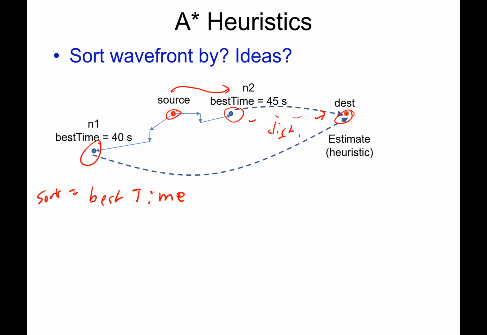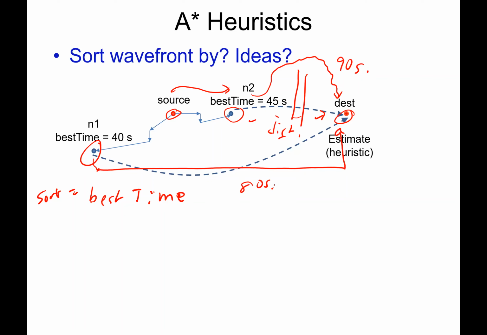We want that to make us look at N2 first, but we also want to make sure that if it turns out there's a big barrier here, say a highway, and N2 has to do a lot of detouring later on and gets a delay of 90 seconds from where it is right now, and N1 is actually right by an on-ramp to the freeway and is only going to take 80 seconds to get there, we still find the best path.